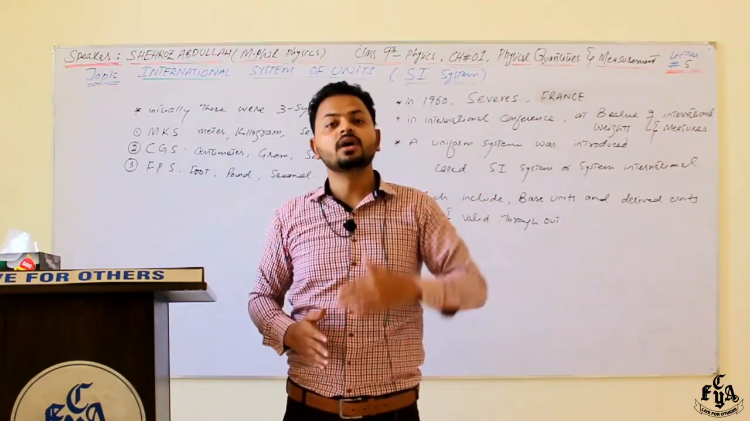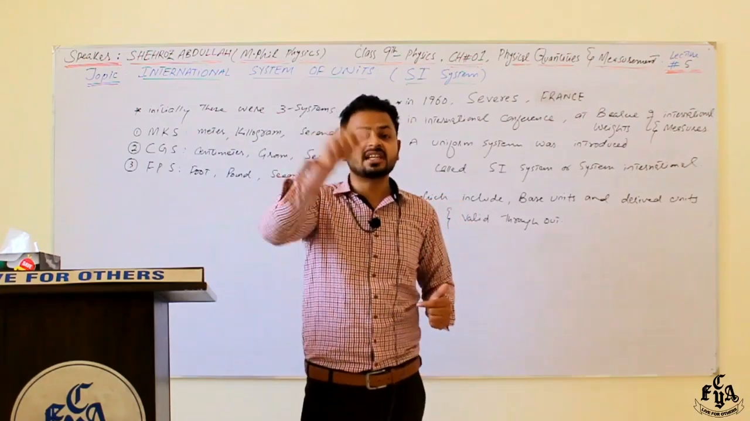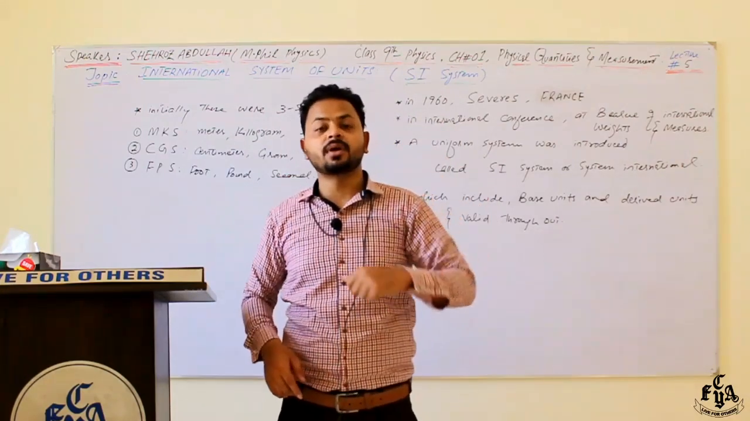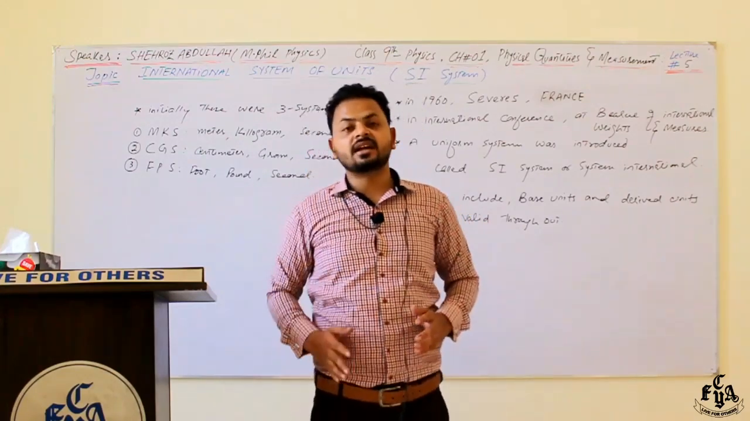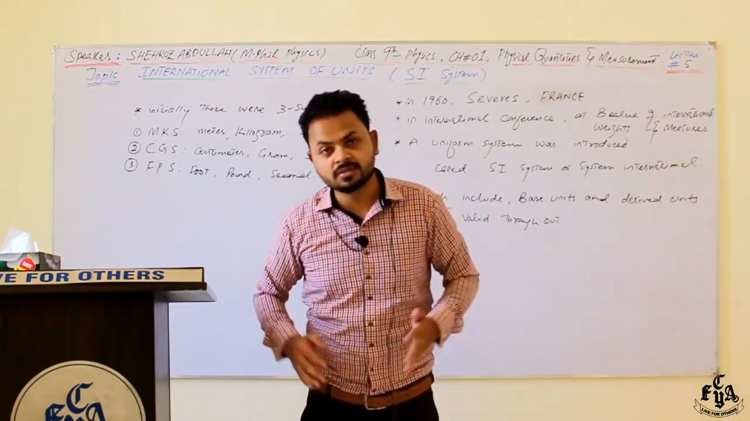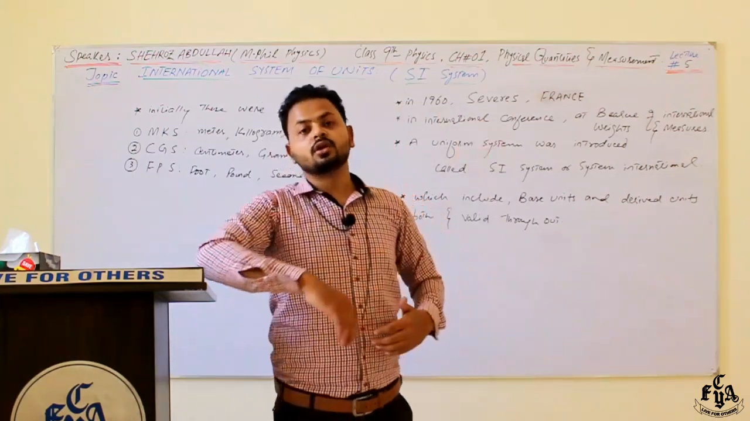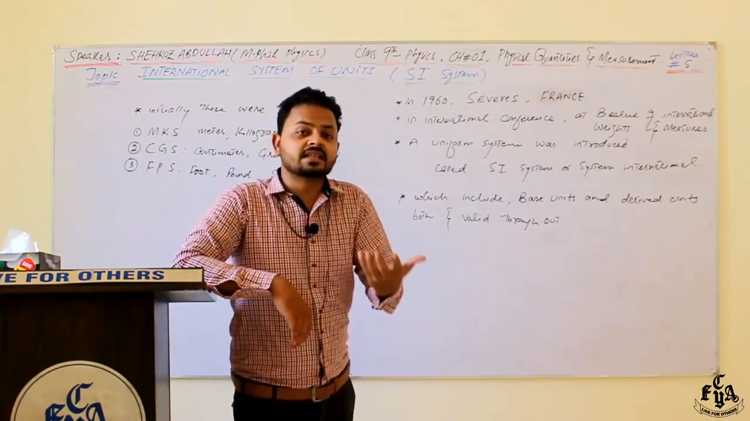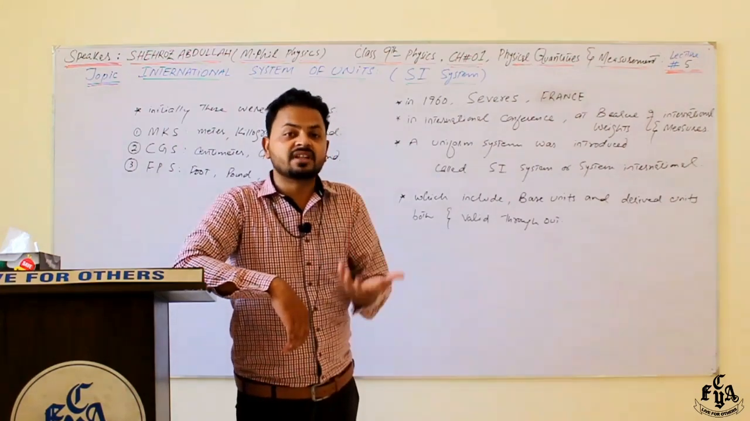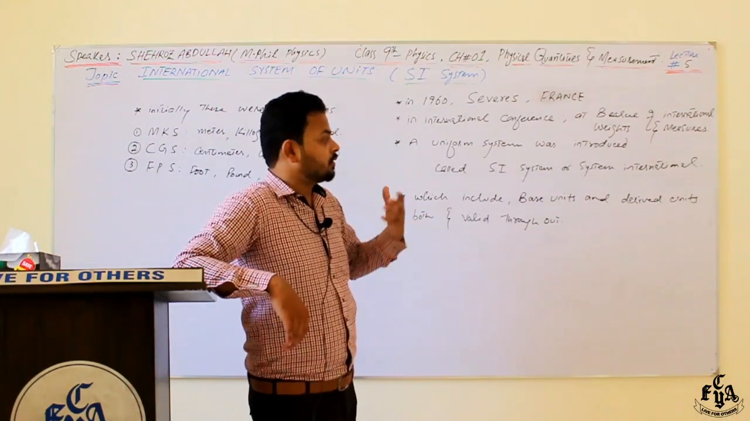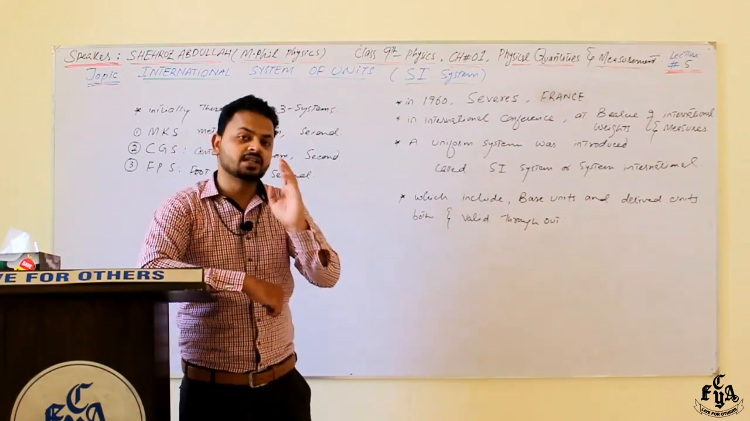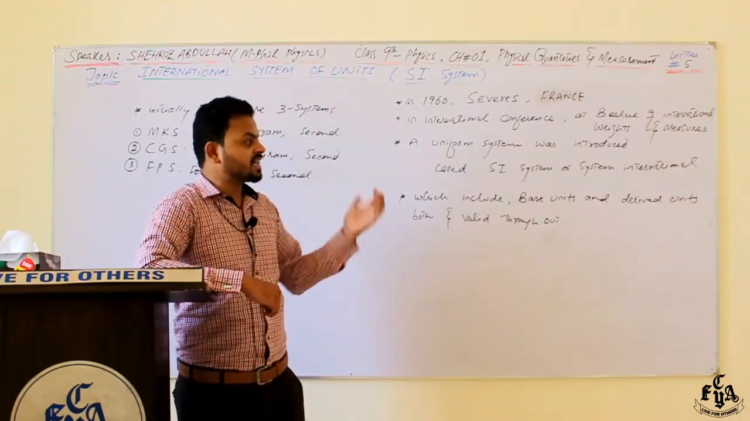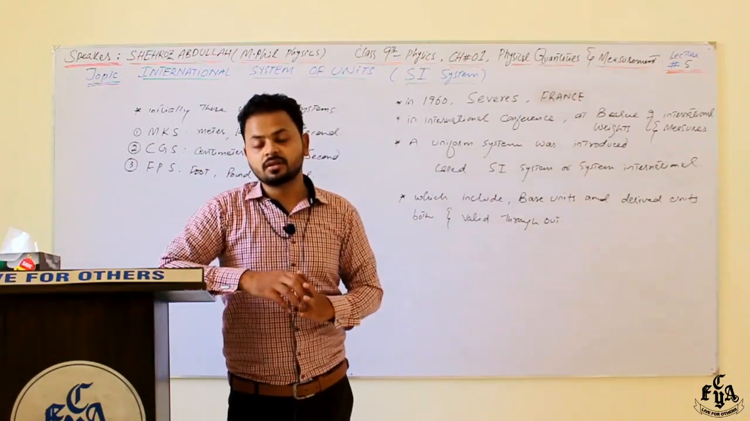To resolve this issue, in the 1960s in Sèvres, a city of France, at the International Bureau of Weights and Measures, scientists gathered at an international conference and introduced a uniform system which is valid throughout. To make things easier for people, they decided to work with the SI system, which is valid throughout. It includes base units as well as derived units, right?